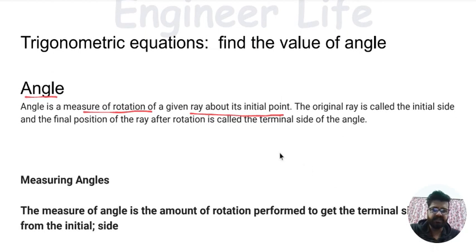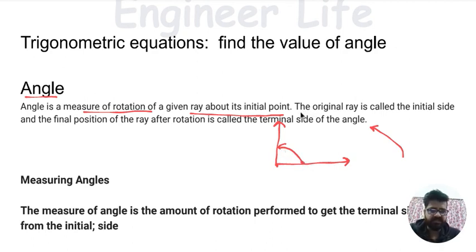Suppose this is a given ray. Suppose you are standing here, and this point is called vertex. Suppose you are standing here and you are watching in this direction. Now you rotate your direction from this to this. Yes, from here to here. So this ray is just rotated to this direction. From here you just rotated your direction from here to here. So this rotation you made is nothing but the angle.